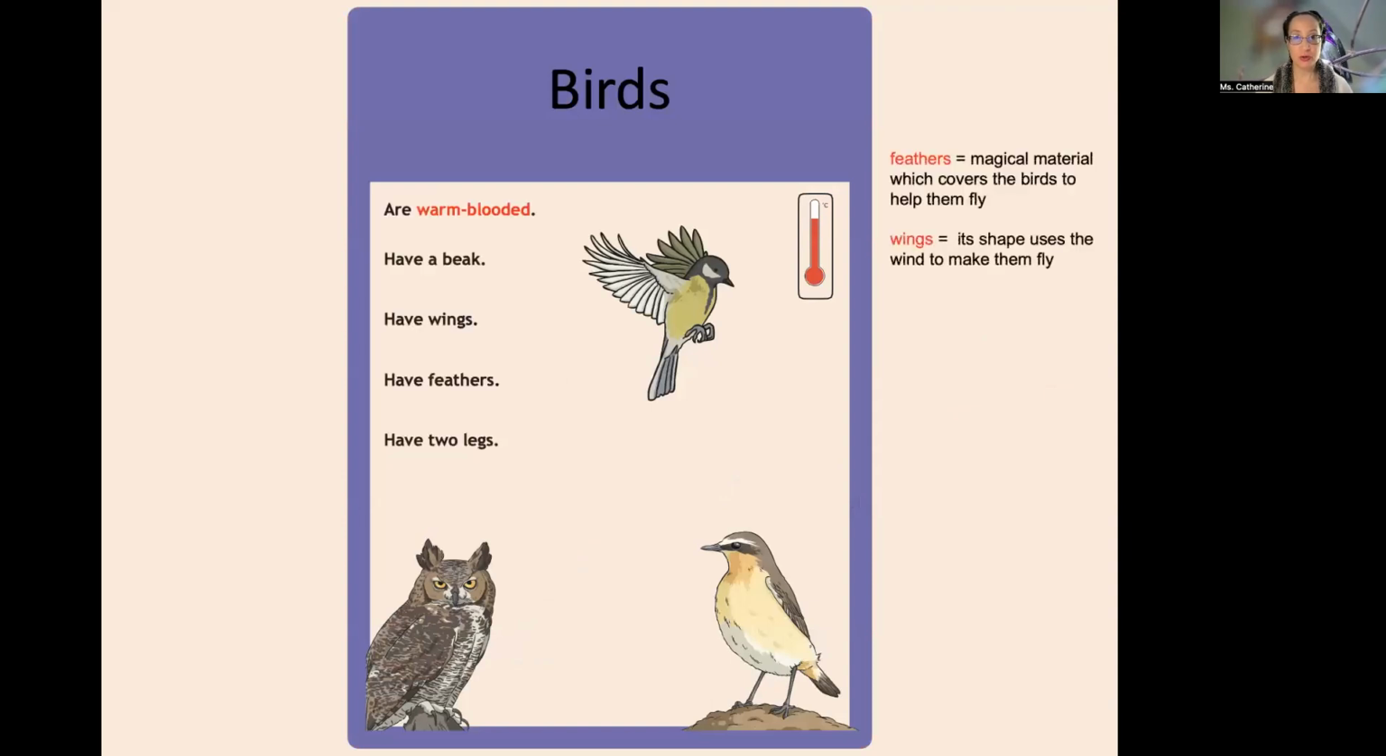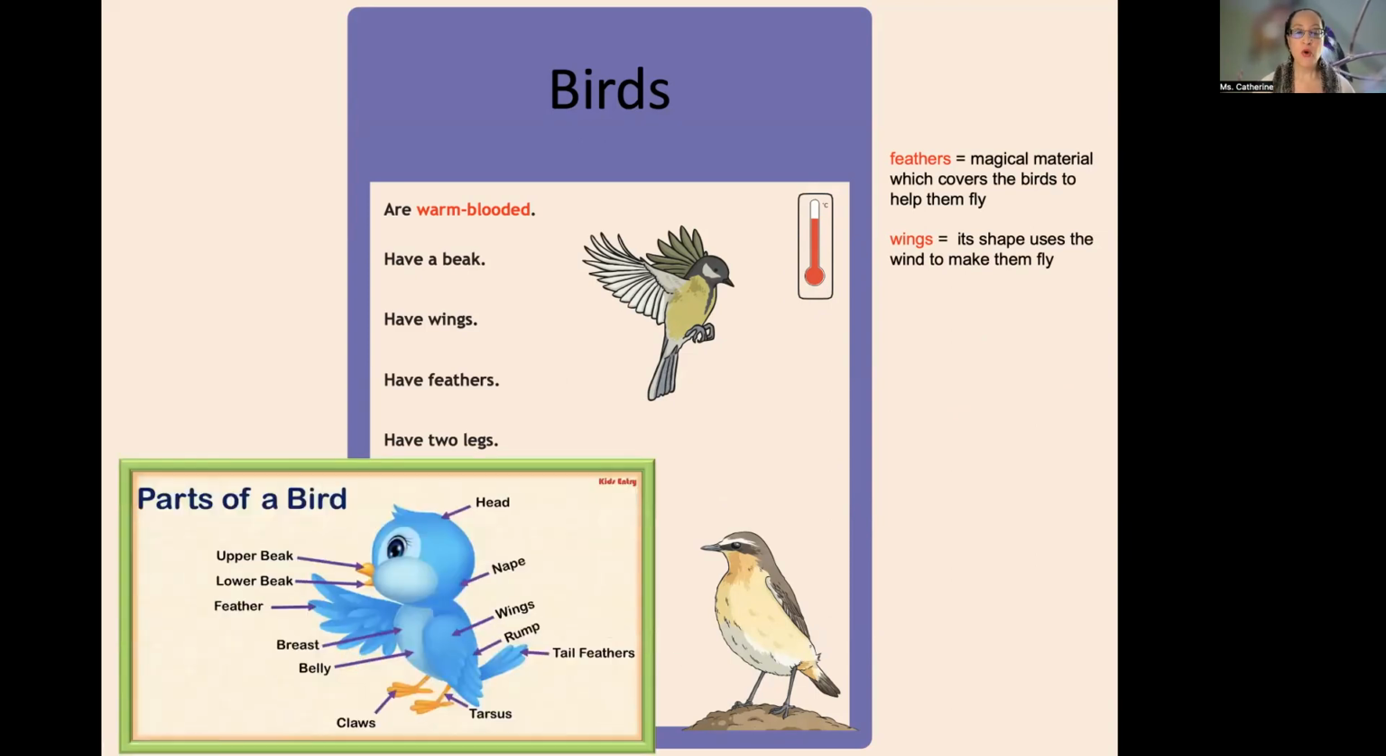Birds. So if you notice here, birds, see the hot, red for hot, they are warm-blooded. They have a beak, they have wings. Wings are shaped to use the wind to make it fly. They have feathers. Feathers are a magical material which covers the birds to help them fly. And they have 2 legs. See? 2 legs.